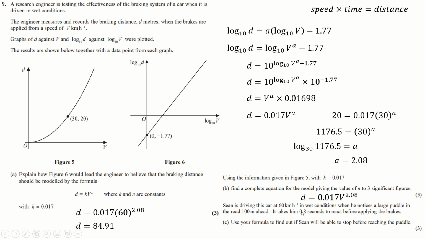So let's divide this by 60 to get it into minutes, and then divide it by 60 again to get it into hours. And then let's times this by 1,000 to make it meters per hour. And then our distance will be in meters, because this is meters per hour, and this is in hours, and we'll end up with this. And if we add those two things together, we'll get something less than 100. So yes, he will stop in time.